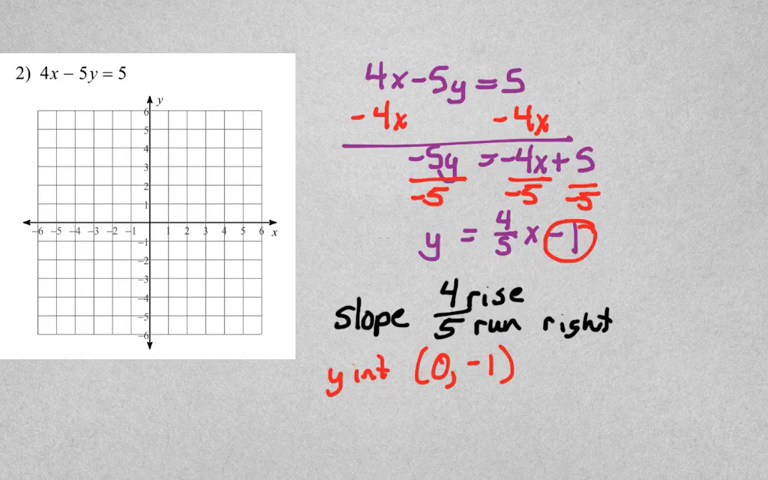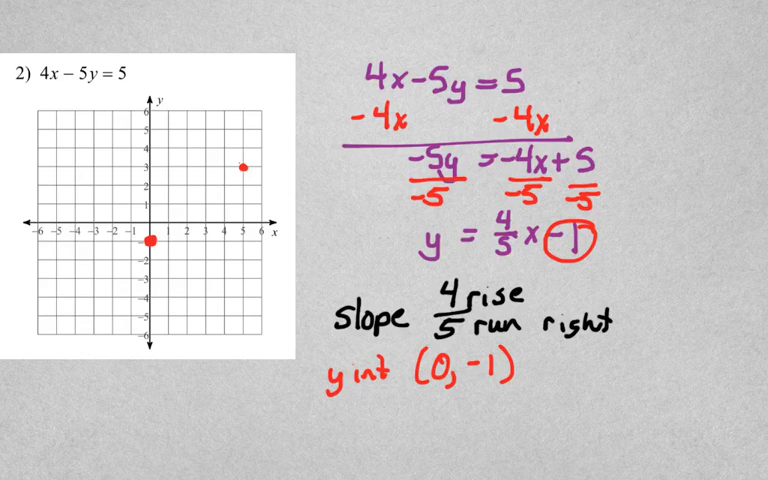So let's start with my y-intercept. My y-intercept is at negative 1. And so from there, I'm going to rise up 4, and that puts me at positive 3, and run right 5. And so that puts me at 5, 3. But I can draw the line between those two, but I'm not going to be as accurate.